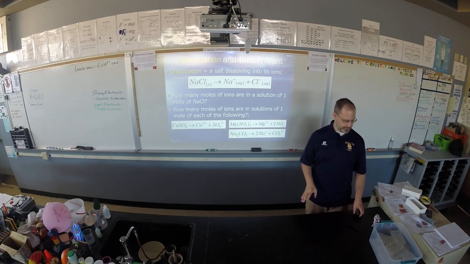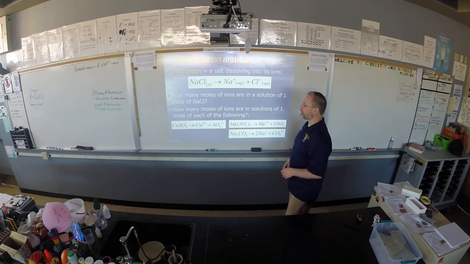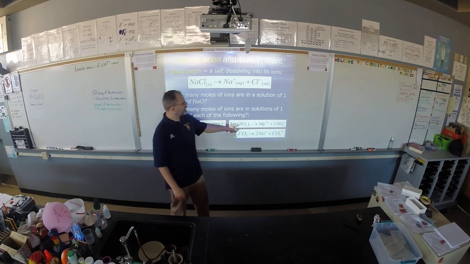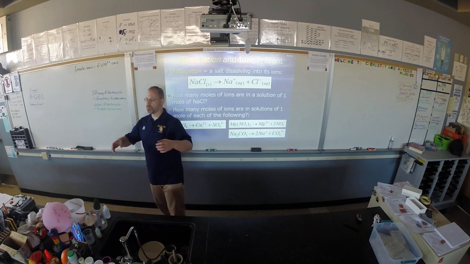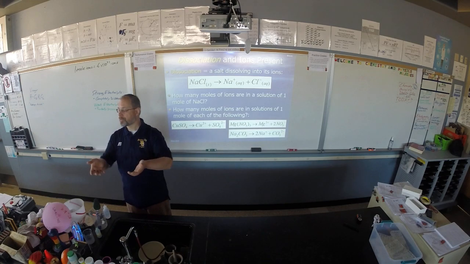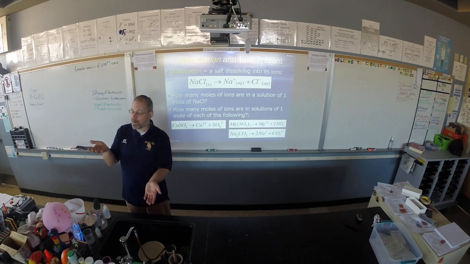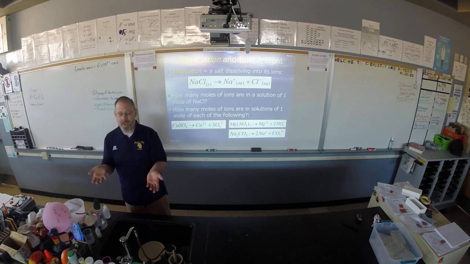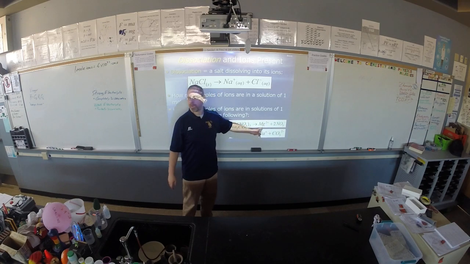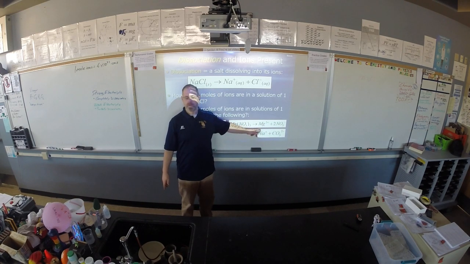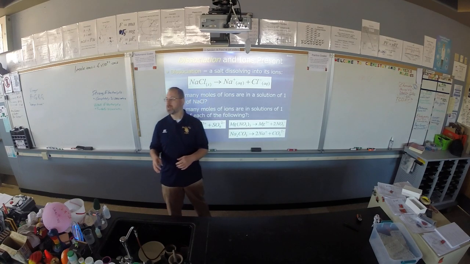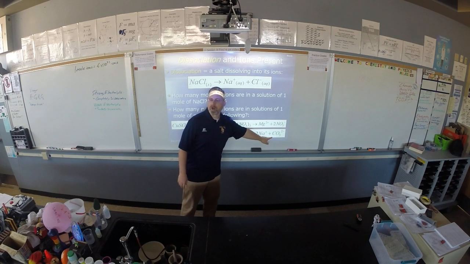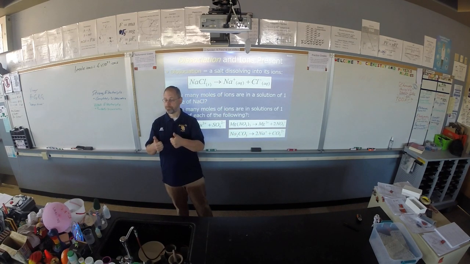Now, why is this relevant? If you have a compound that has more nitrates than magnesiums, then when you make your solution, you dump it in, the concentration of the nitrate is going to be higher than the concentration of the magnesium. Make sense? In fact, it's going to be exactly twice the concentration of magnesium. And if you put sodium carbonate in solution, the concentration of sodium is going to be exactly twice that of carbonate. Capiche? All right.